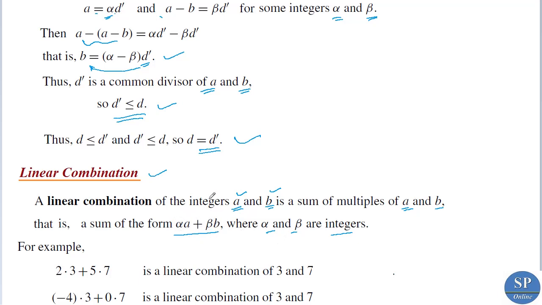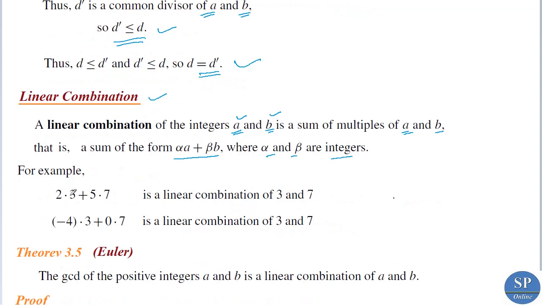For example, consider this: 2 into 3 plus 5 into 7 is a linear combination of 3 and 7. Here we have alpha equal to 2, and here we have 3 and 7 are our integers.